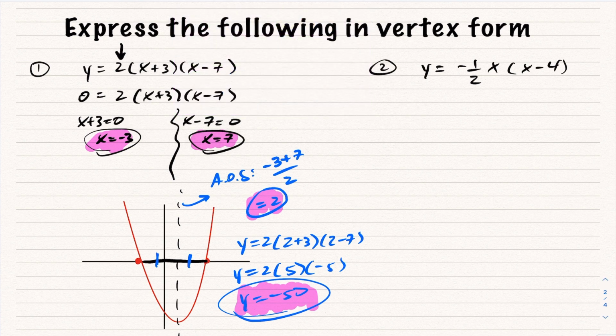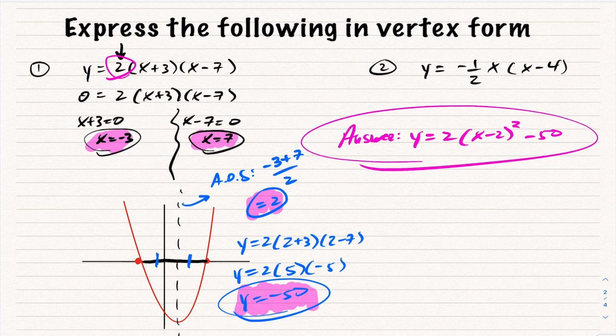Putting this all together, my a value is going to be the same, so my a value will be 2. So the answer to this question here is going to be y equals 2 times x minus 2 quantity squared minus 50. And now this is my quadratic expressed in vertex form.